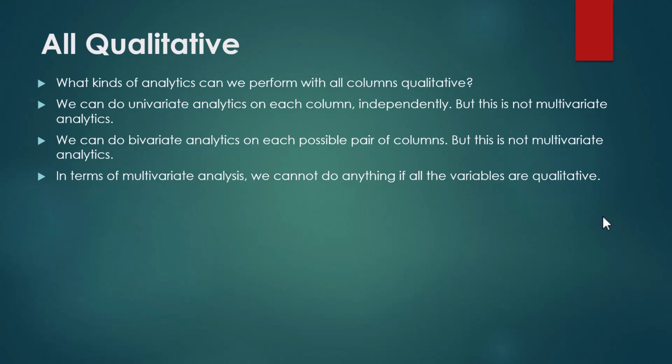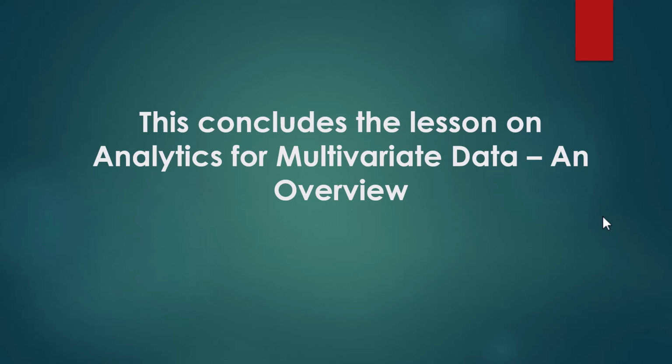In terms of multivariate analytics, we cannot do anything if all the variables are qualitative. We need at least one quantitative variable to do any kind of multivariate analytics. So this concludes the lesson on analytics for multivariate data and overview.